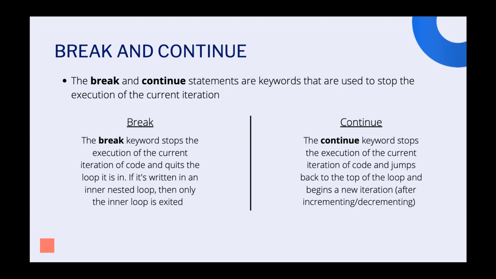You have your continue keyword. What continue does is that it stops your current loop, your current iteration, and then it starts the next one. So if you have a for loop and you're running your second iteration, for example, और आप कहते हैं कि continue कर दें इसको. So when you continue, you're going to stop the second iteration and then you're going to start the third iteration. So as you can see, it goes back to the top of the loop and it begins a new iteration. It's saying after incrementing/decrementing because अगर आपको याद है for loop में you can either have i++ or you can have i--. Depending on your for loop, it will either increment or decrement.